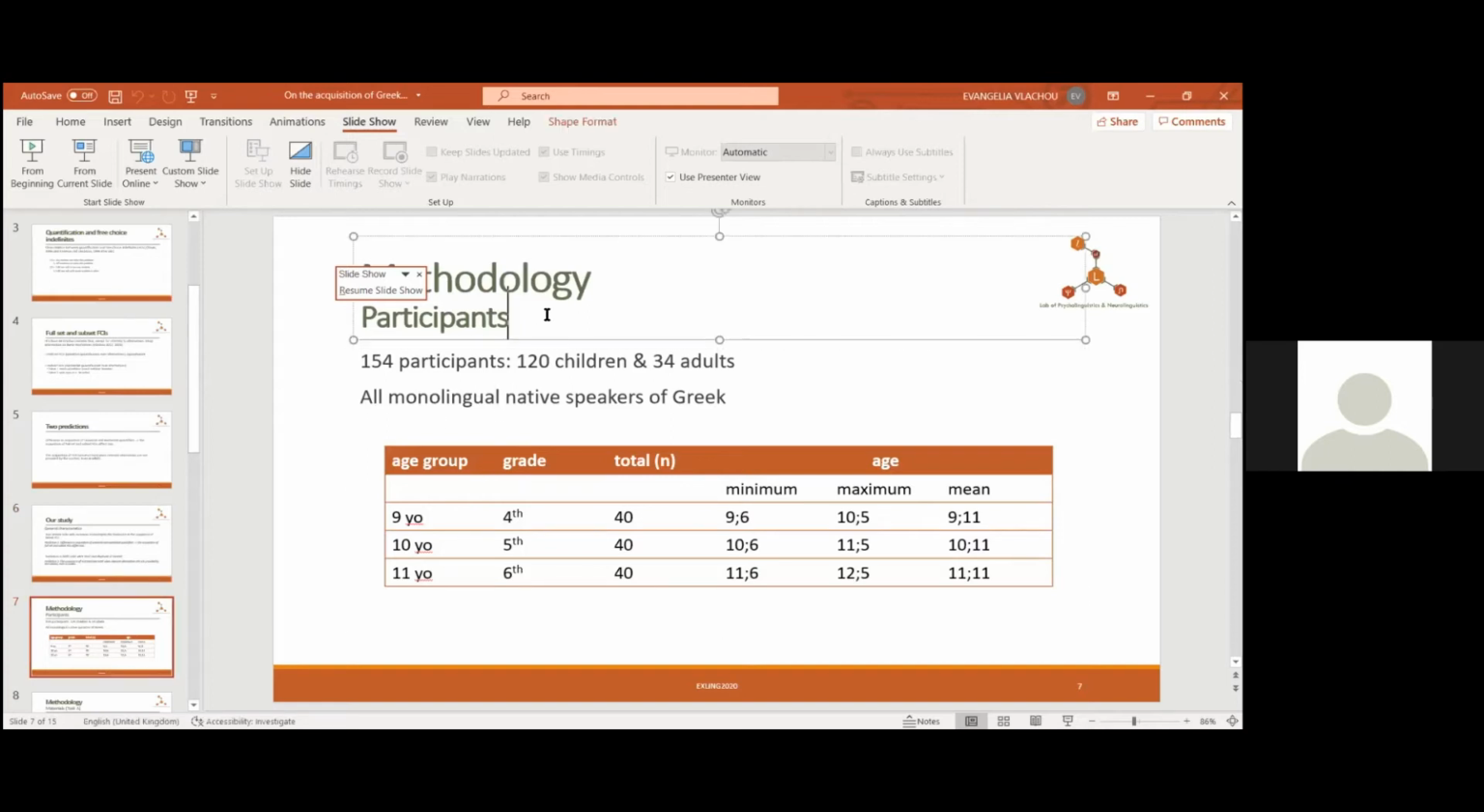As you see, we had 154 participants, 120 children and 34 adults, and they were all monolingual native speakers of Greek. So we had 9-year-olds, 10-year-olds, and 11-year-olds, pupils from the 4th, the 5th, and the 6th grade. And on the table, you can see the minimum and the maximum group.